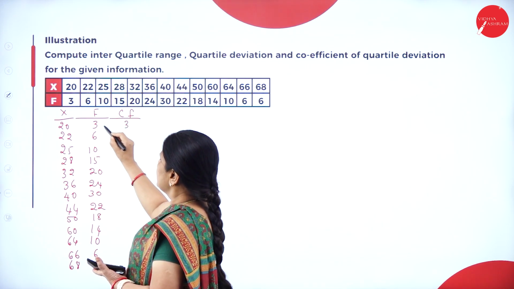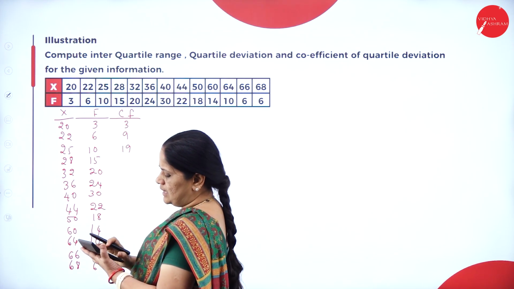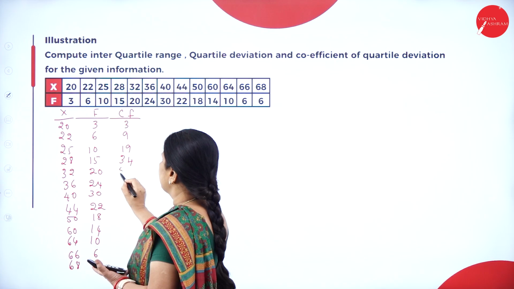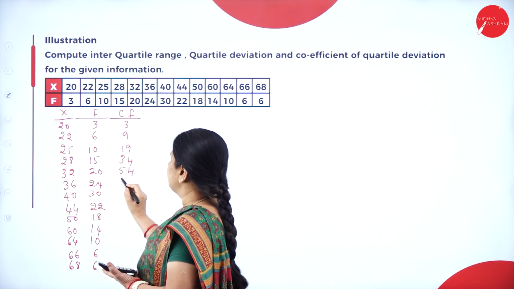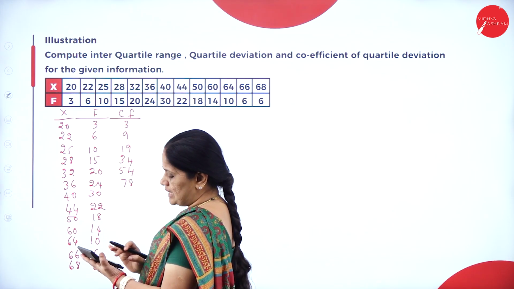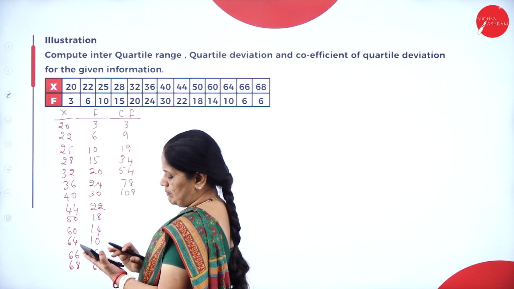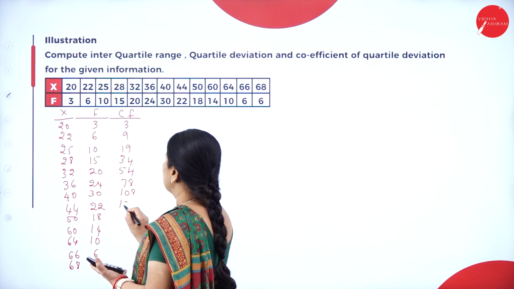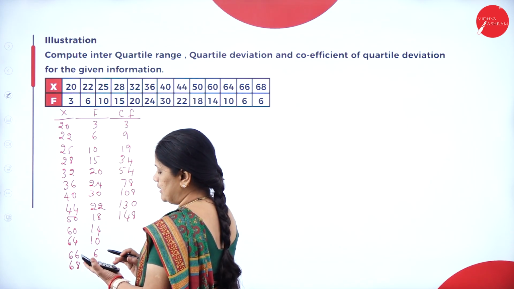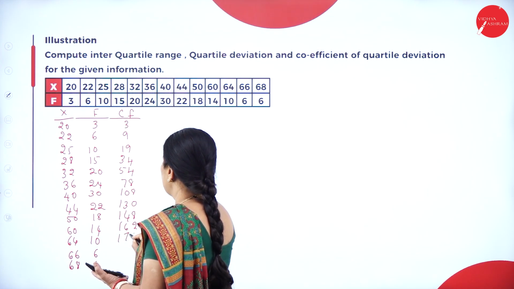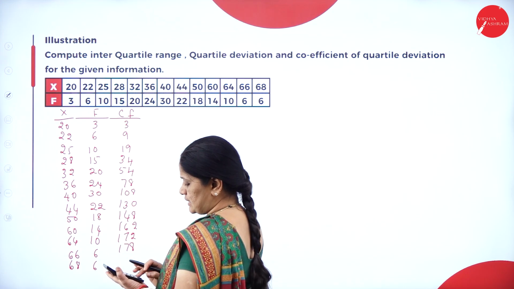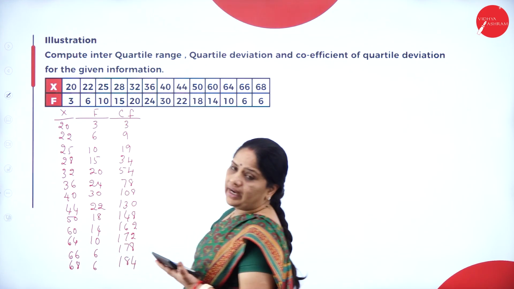So CF is 3, 3 plus 6 is 9, 9 plus 10 is 19, then 19 plus 15 will be equal to 34, 34 plus 20 will be 54, 54 plus 24 will be equal to 78, 78 plus 30 equals 108 plus 22 equals 130, 148, 148 plus 14 equals 162, 172, 178, 178 plus 6, 184. So we have the CF here.